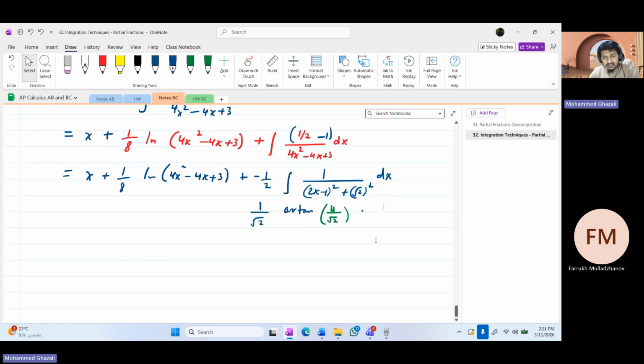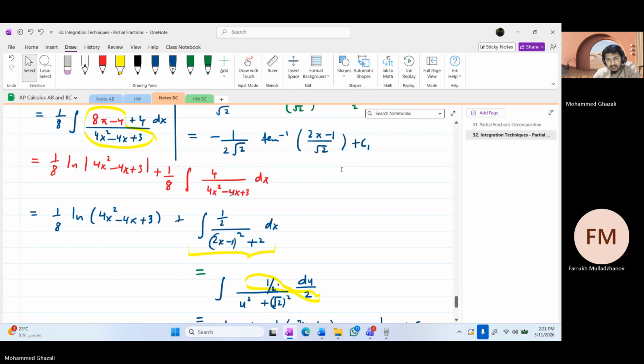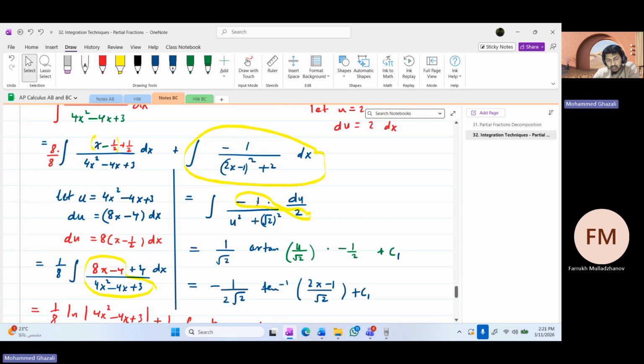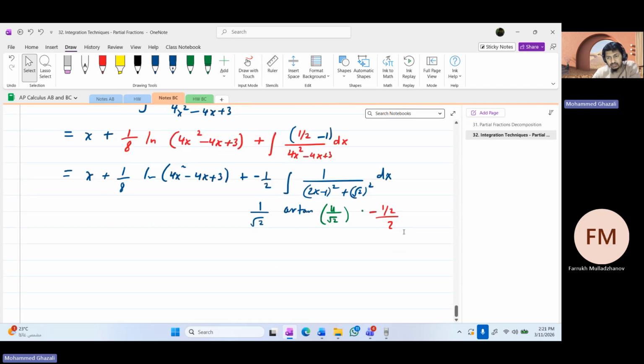Right? This part is all of this. And then we were going to have negative half over root 2. Remember over here, negative half over 2, actually, because of this. See, that negative 1. Now I've got a negative half there. So I've got negative half, still need to divide it by 2. That's what I'm doing here.